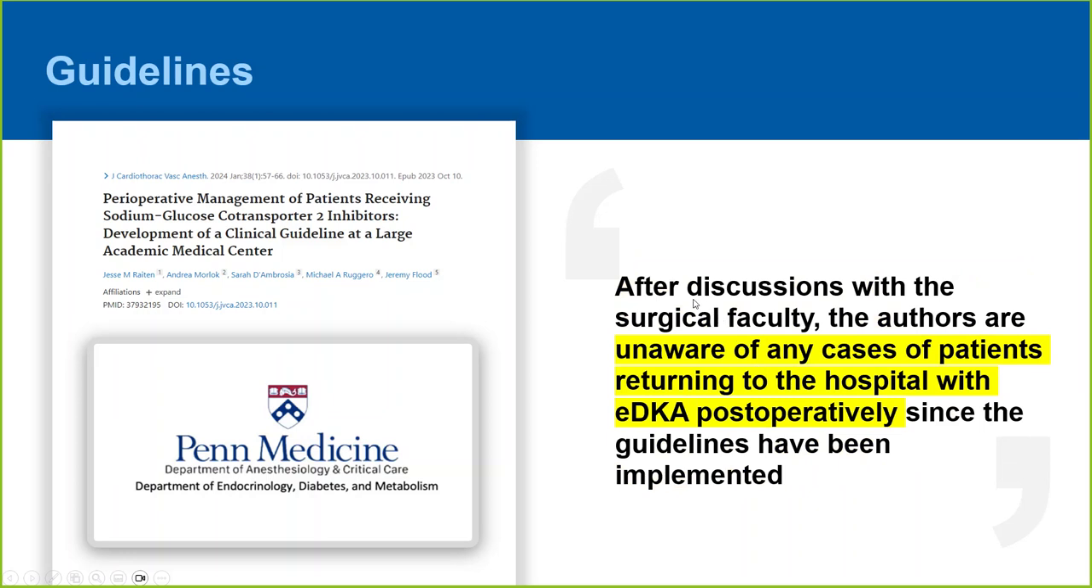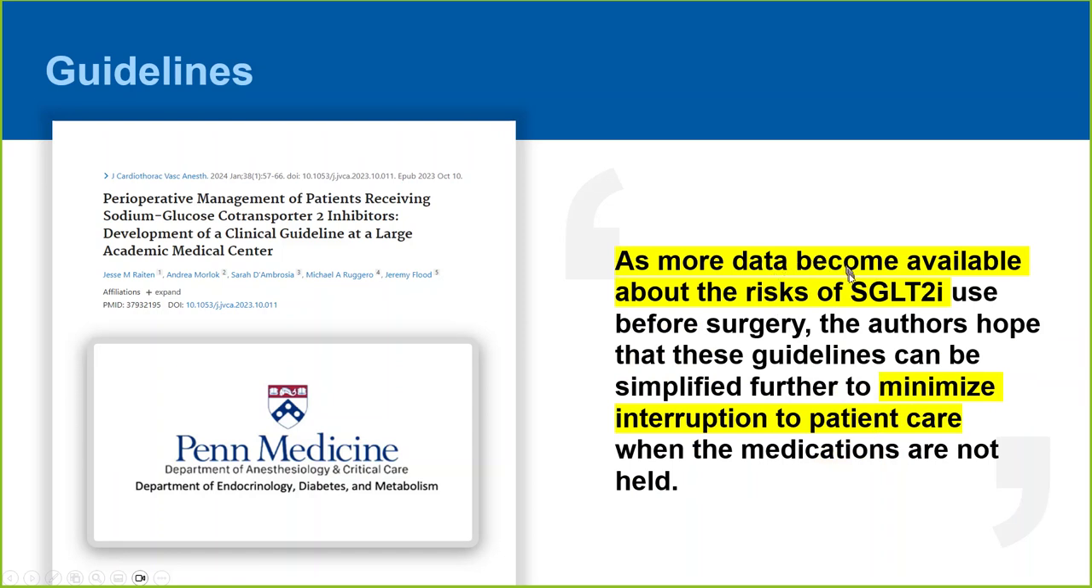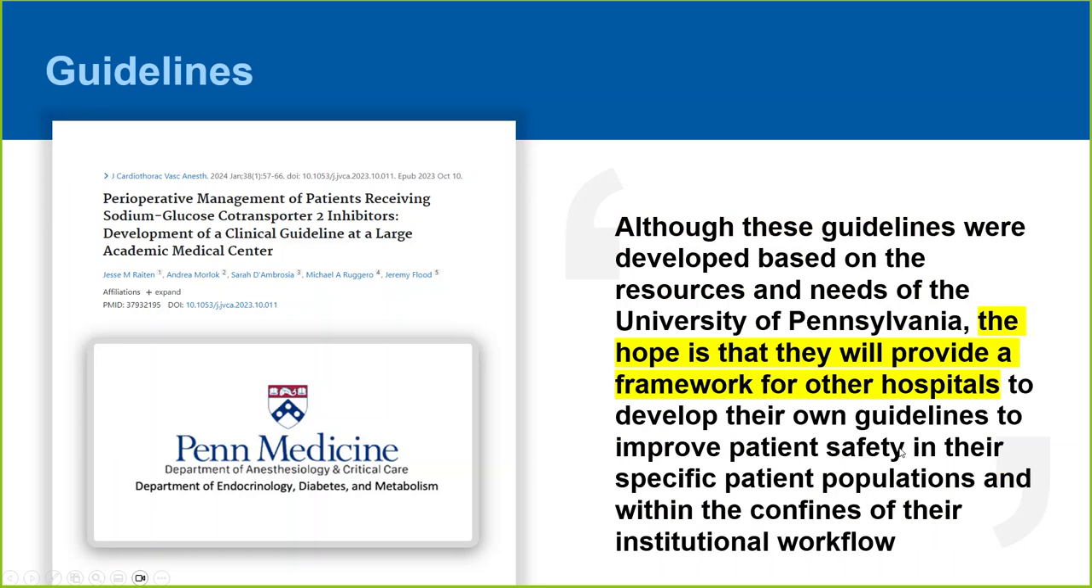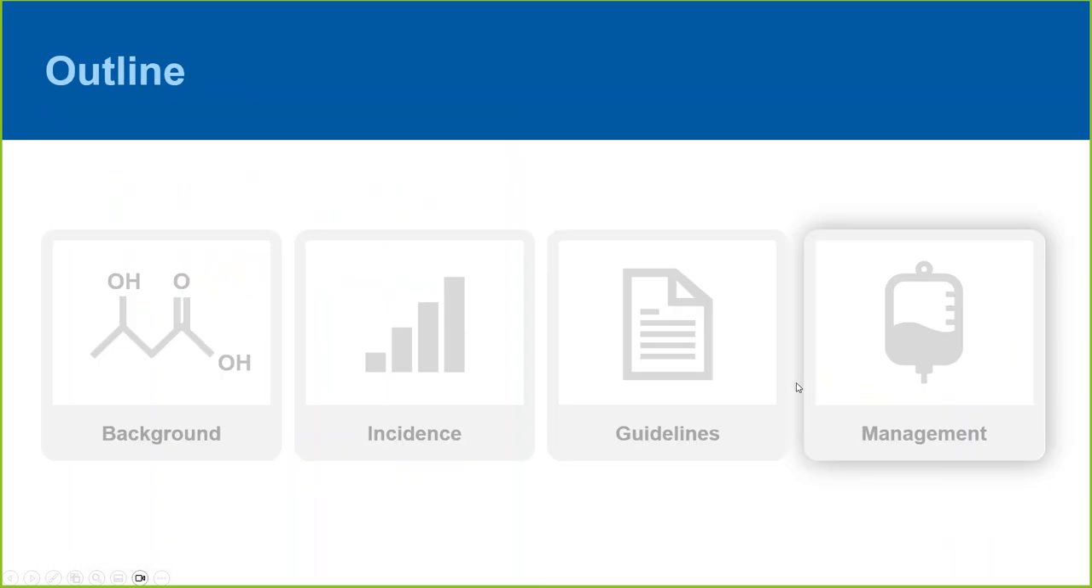They note that after discussing with their surgical faculty, they're unaware of any cases of patients returning to the hospital with euglycemic DKA postoperatively since the guidelines were implemented, and that as more data becomes available about the risks of SGLT2 inhibitor use before surgery, they hope that they can further simplify these guidelines to minimize interruption to patient care, and that they hope that other hospitals can adopt their guidelines to provide a framework for their own institutions. So that's pretty much what I have to say about the guidelines.